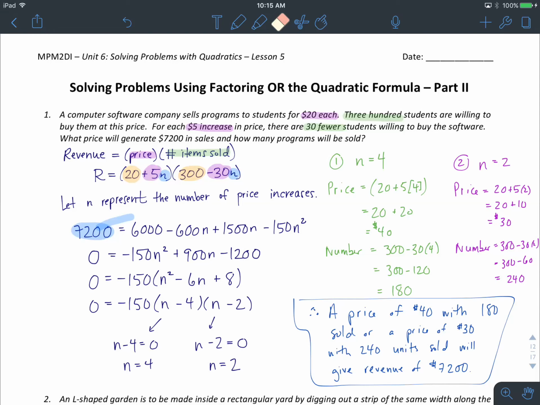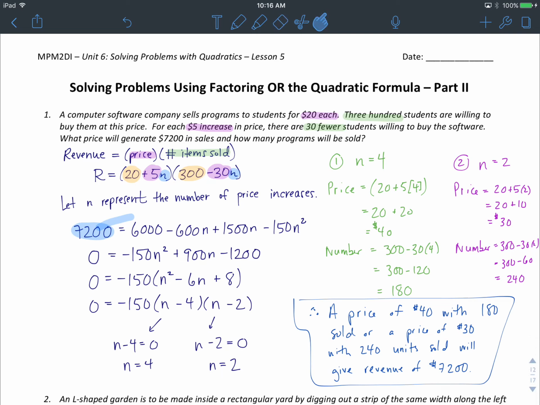Hello and welcome to part 2 of lesson number 5 in Unit 6, Solving Problems with Quadratics in our grade 10 academic math class. So we just worked through a question that was a revenue question where we weren't being asked to find an optimal value, we've been asked to solve it. We ended up with two viable solutions, which is new for us.